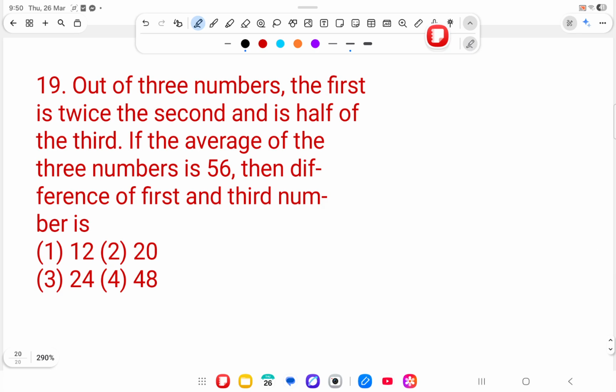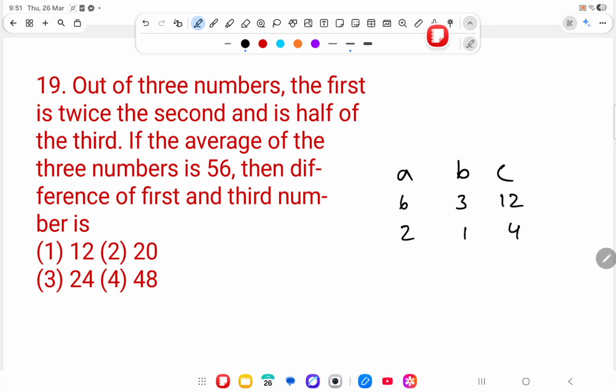Next question. Out of the three numbers, the first is twice the second and is half of the third. A, B, C. About the first they are saying it is twice the second and it is half of the third. So let me consider 3 and half, 6. The first one if I take as 6, then what they are saying, the first is twice the second, means it should be 3, and half of the third one means it should be 12. So now what is the average? 3 2s, 3 1s, 3 4s. So this should be the average.